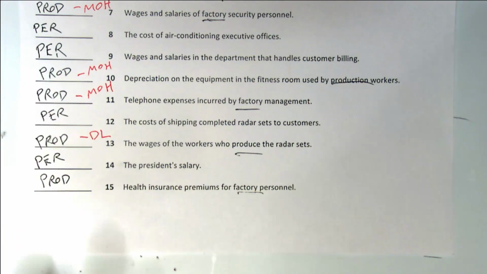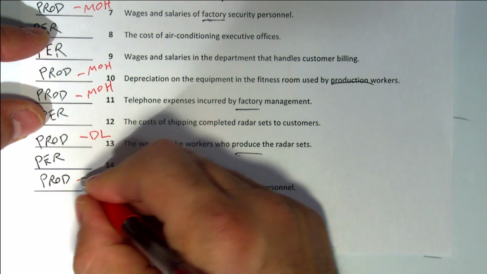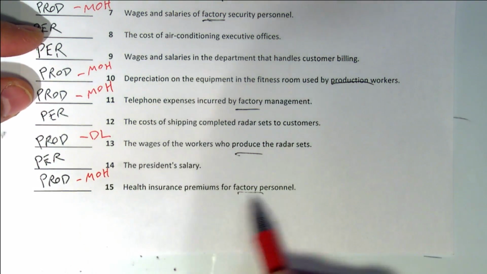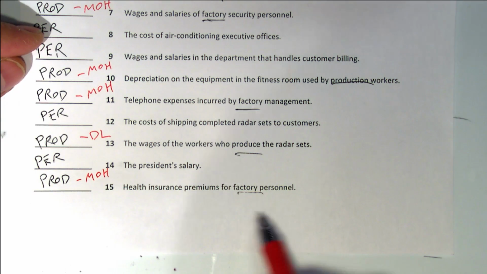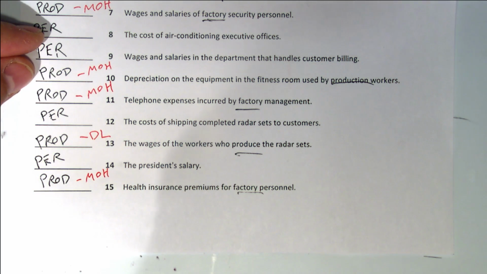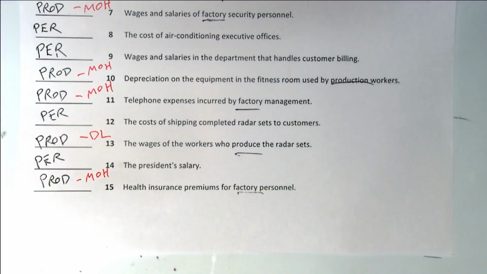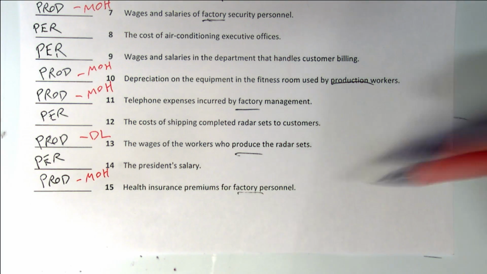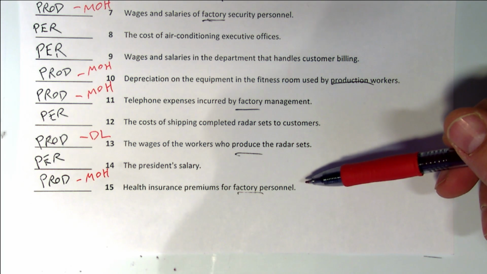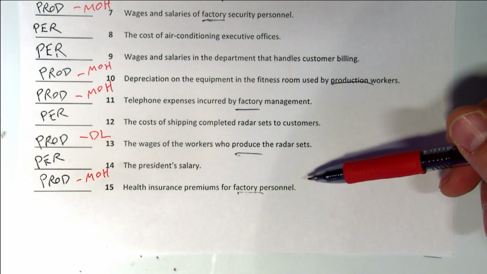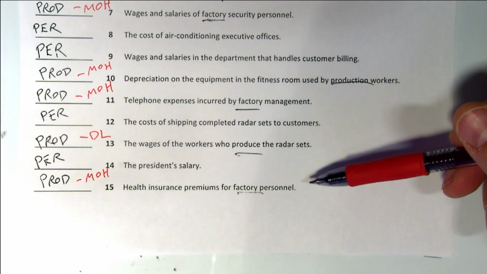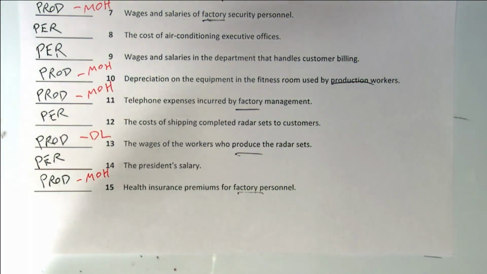Health insurance premiums for factory personnel. MOH. I left this one for last. I'd probably say MOH, although I have seen some companies that include health insurance for the direct laborers in direct labor. Remember when I said managerial accounting had more gray areas in it, whereas financial accounting was black and white? This is probably one of those gray areas. But if I had to choose one, I'd say MOH. Okay? Cool. Any questions on any of that?